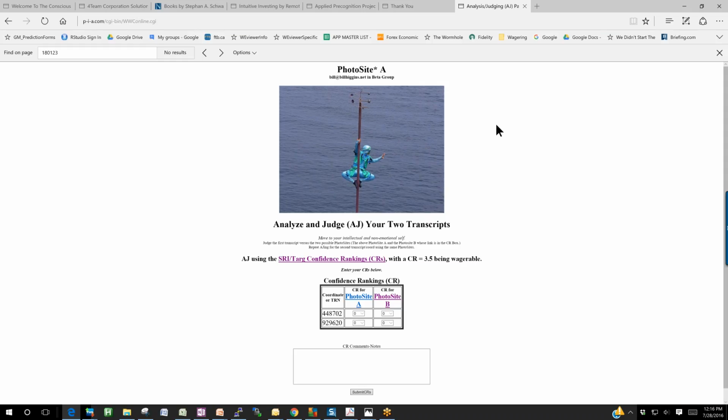And this now is the photo site A we were talking about. Notice down here, there are 2 coordinates. Those are his 2 coordinates. And this is where we do the analysis and the judging. And this is where the TARG scale is. You can click on it and get it to come up, anytime you want.